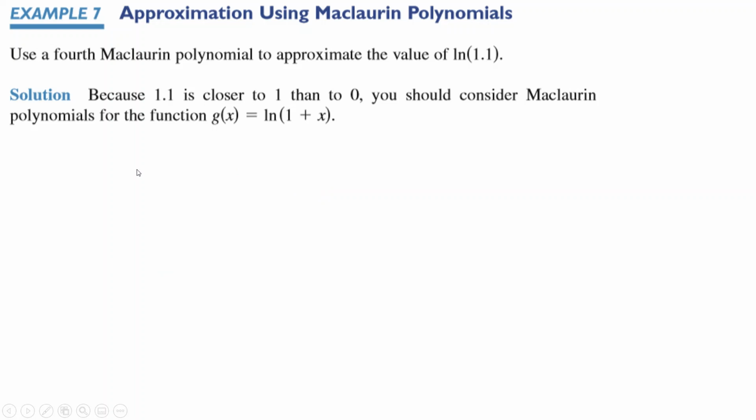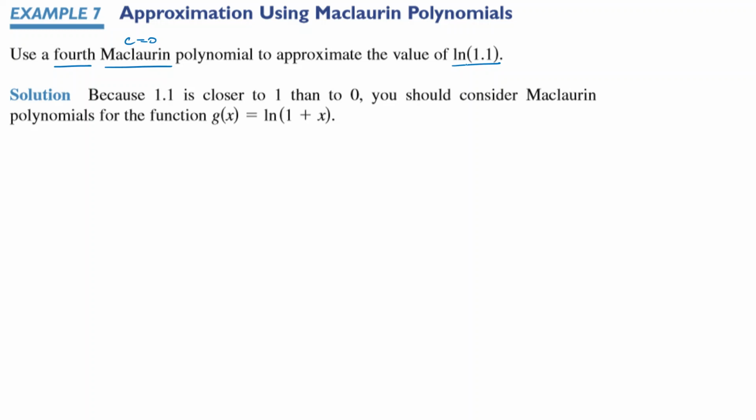So use a fourth Maclaurin polynomial, so fourth degree. Maclaurin means we're centered at 0 to approximate the value of ln of 1.1. We already made a polynomial for ln centered at 0, or no, we made one centered at 1. Centering at 0 is tough.